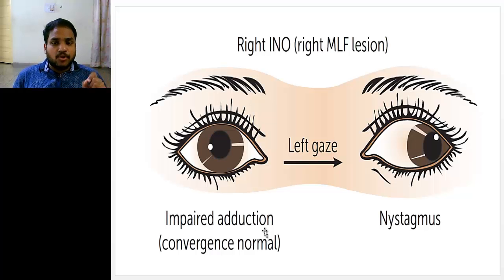So how will you differentiate internuclear ophthalmoplegia from a third nerve palsy? Here this eye is not able to adduct. It can be due to a third nerve palsy on the right side also. So how will you differentiate? Convergence is normal in internuclear ophthalmoplegia, while in oculomotor palsy, convergence is also gone. So that is the concept of internuclear ophthalmoplegia.